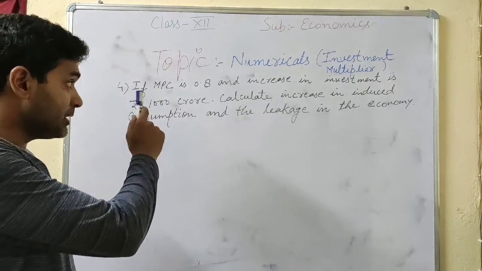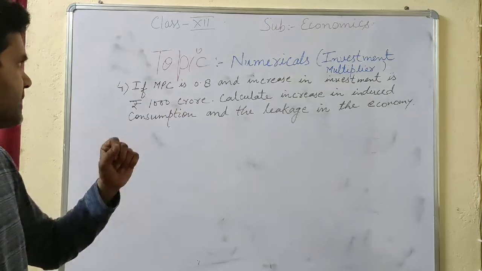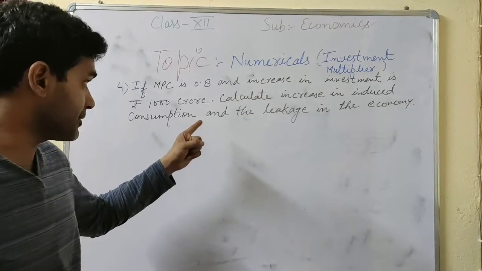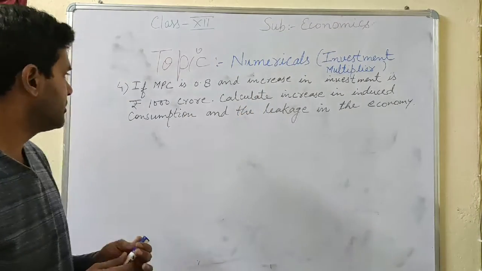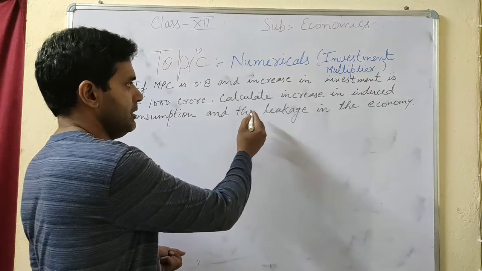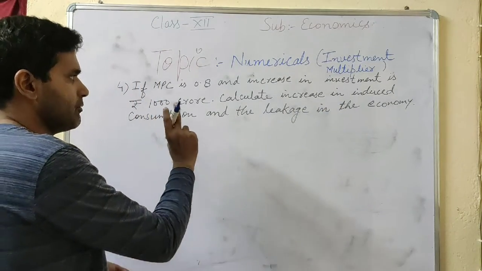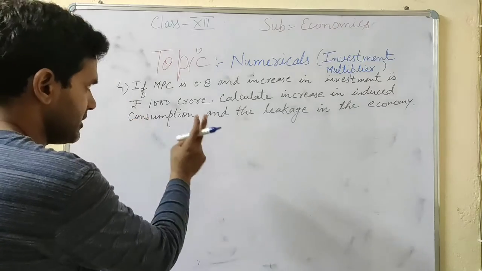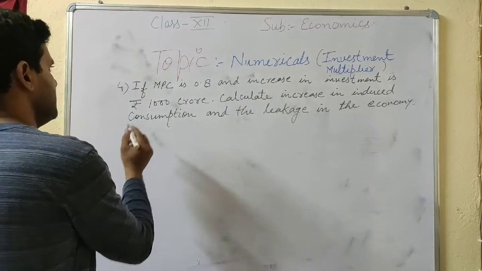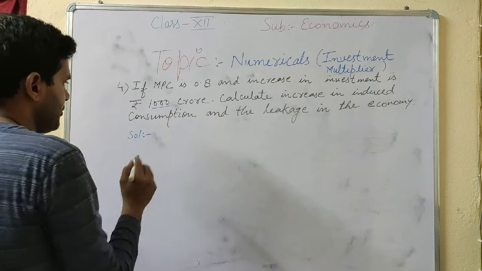If MPC, or marginal propensity to consume, is 0.8, and increase in investment is rupees 1000 crore, calculate increase in induced consumption and the leakage in the economy. So induced consumption means the consumption expenditure, and the leakage in the economy means the savings part. So two components we have to calculate: the increase in consumption expenditure, and the change in savings due to the change in investment of this 1000. So we are going to solve this.